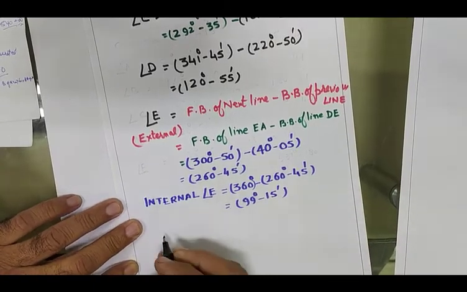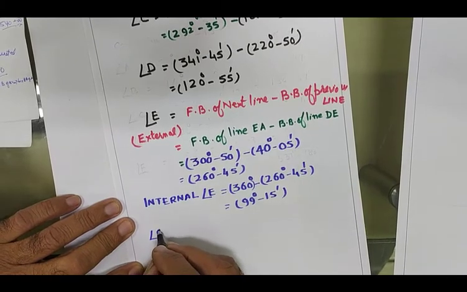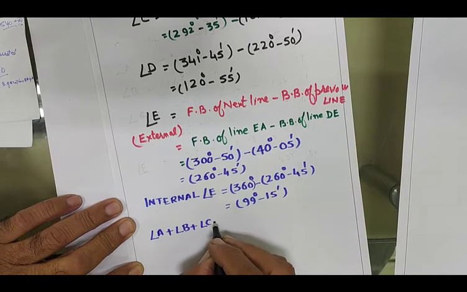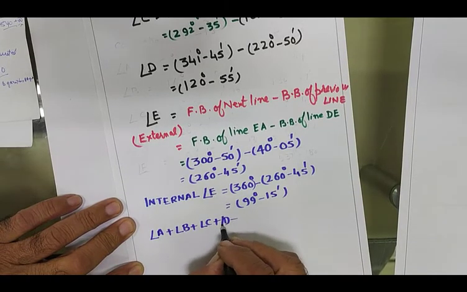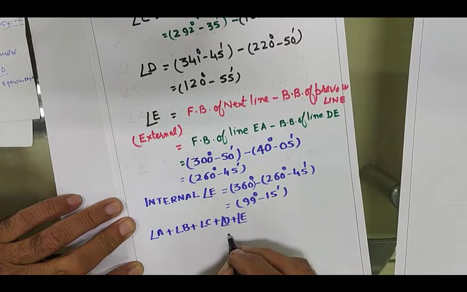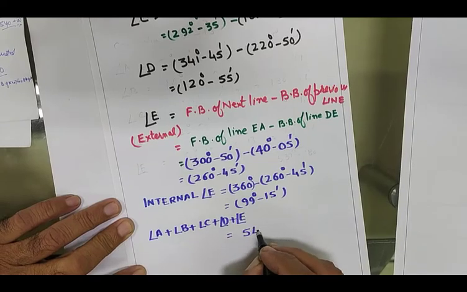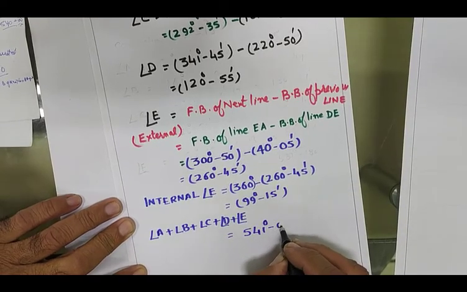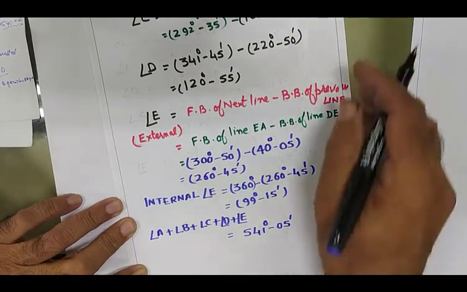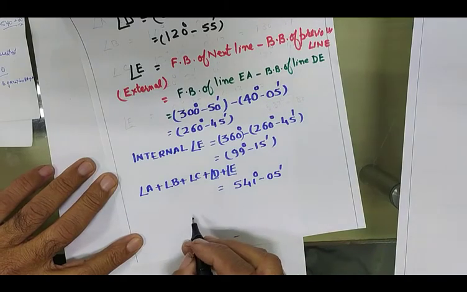Now you have to check the sum of internal angles. You make the angle A plus angle B plus angle C plus angle D and plus angle E. So adding up, this sum comes to be 541 degree 5 minutes. This is the difference from the previous problem, because the sum is not equal to, as the condition is given.